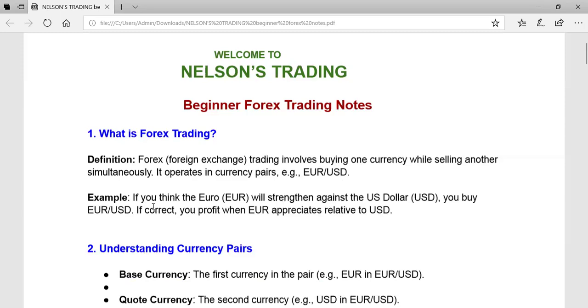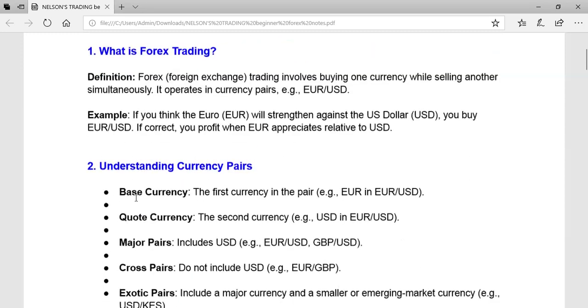For example, if you think the euro will strengthen against the US dollar, then you buy EUR/USD. If correct, you profit when the euro appreciates relative to the US dollar. So if you predict that the euro is going to gain value, then you will buy EUR/USD. That is why when it goes in your direction, you get the profits. Okay, so this example will help us understand exactly what that means.